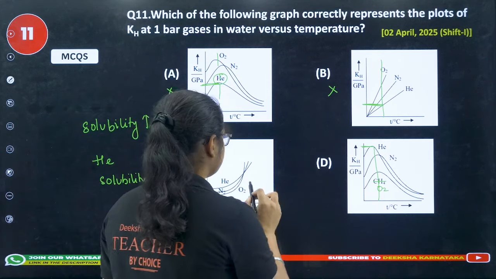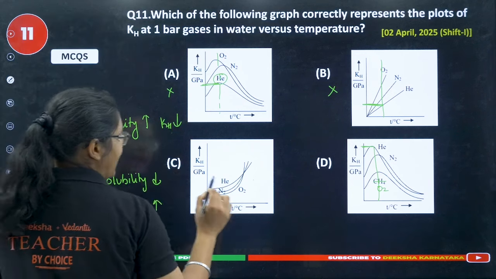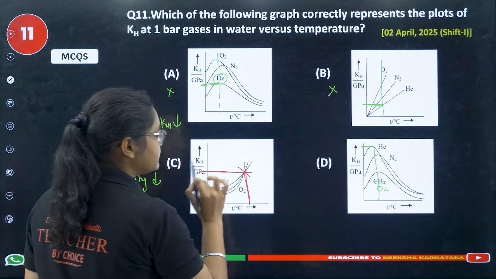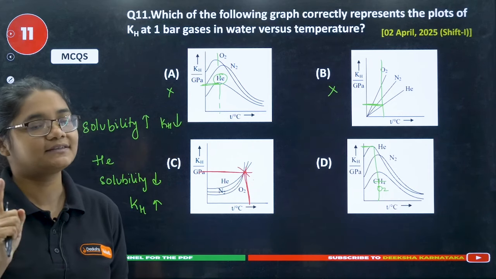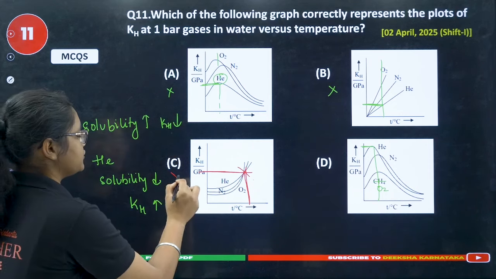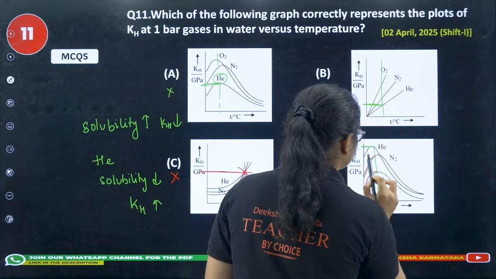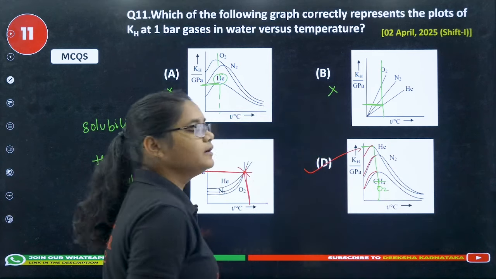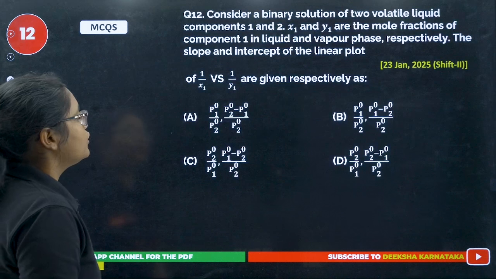So what is the problem in this graph? This graph tells you that at a certain temperature, the KH value for all the three gases will be equal, which never happens. The KH value of every gas is independent. So that is why this option is also wrong. So here you can see that as we increase the temperature, the KH value reaches a maximum value and then drops down. So option number D here. Okay. Next, we'll go to the 12th question.